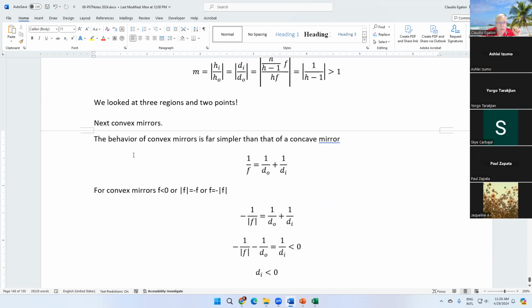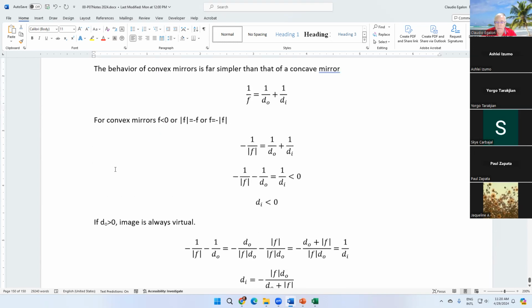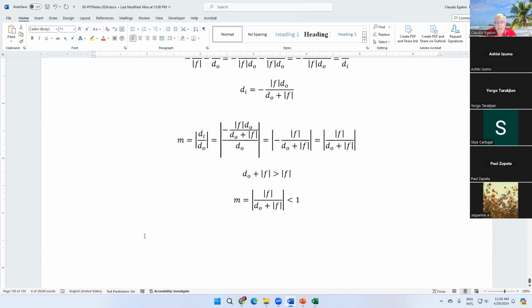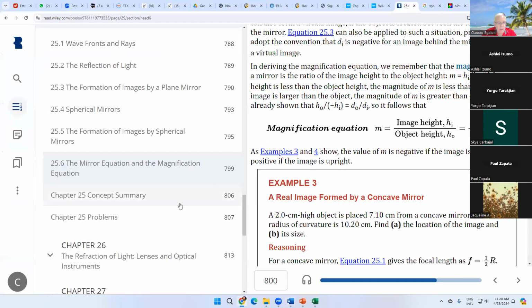Here you go. Concave mirrors converge the light rays. Convex mirrors diverge the light rays. And we are done with this chapter. Here you go: the mirror equation, the magnification equation, formation of images by spherical mirrors, two different types of mirrors. And what we have next is going to be lenses. Any questions?